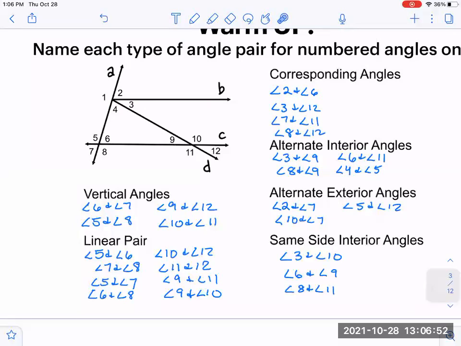Okay. All right, so today we are going to do some good old-fashioned two-column parallel line proofs that they do in any other geometry class. So we're going to work on that.